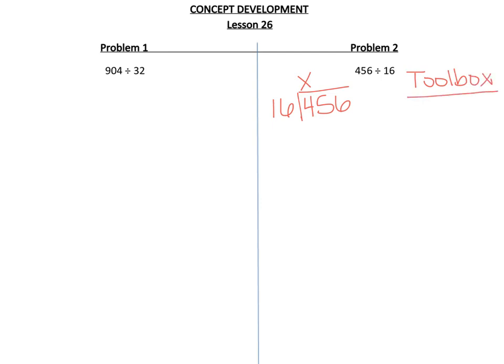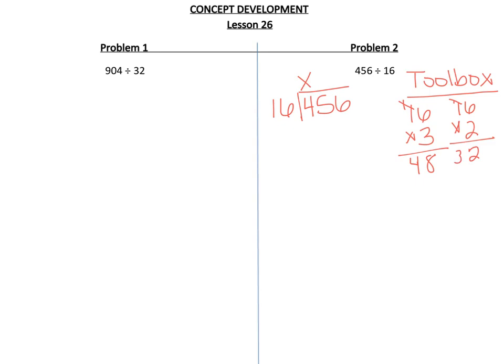So 15 and 15 is 30. 30 and 15 is 45. So let's try 16 times 3. 3 times 6 is 18. Carry the 1. 3 times 1 is 3, plus 1 is 4. Uh-oh. 48 is too high. So let's do 16 times 2. 2 times 6 is 12. Carry the 1. 2 times 1 is 2, plus 1 is 3, 32.